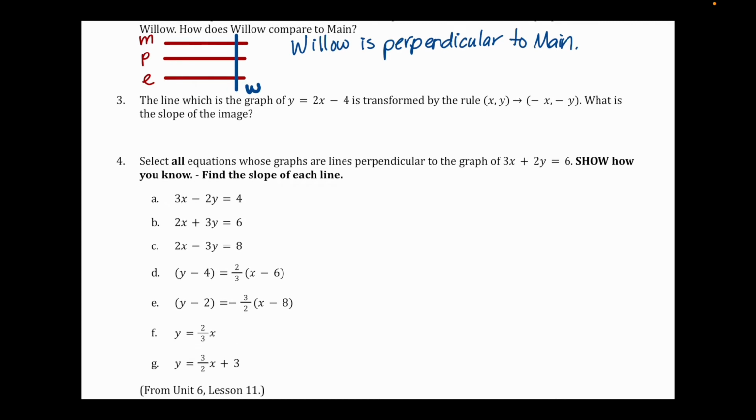The line, which is the graph of y equals 2x minus 4, is transformed by the rule (x, y) becomes (negative x, negative y). What is the slope of the image? So negative x, negative y doesn't really do much here because it just creates negatives of both of these sides. What we're actually doing is almost like a 180-degree rotation here. So the slope of the image is exactly the same.